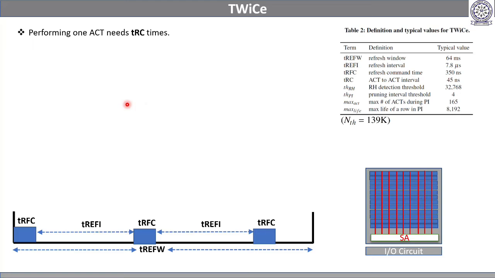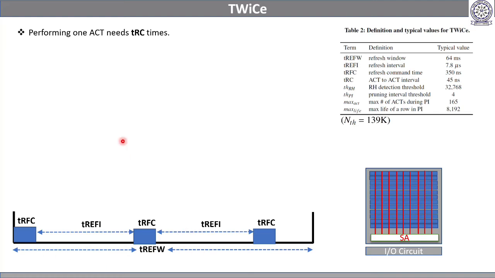Performing one activation needs tRC time. This is clear, because what is tRC? Row cycle time, or activation to activation. That means performing one activation in a row takes tRC time. So to perform one activation command in a DRAM row, it takes tRC time, and the refresh period is called tREF. This is the refresh window.